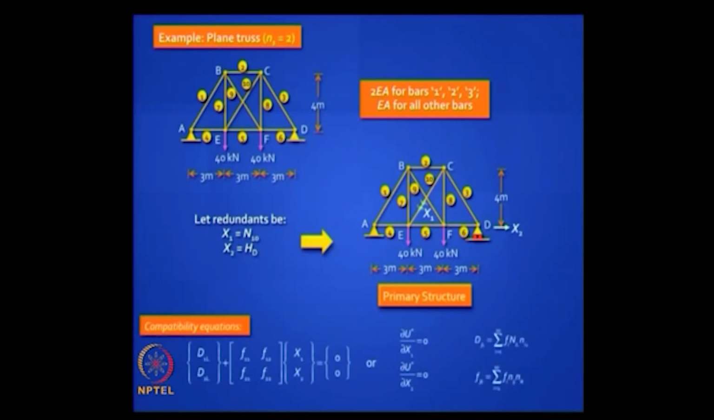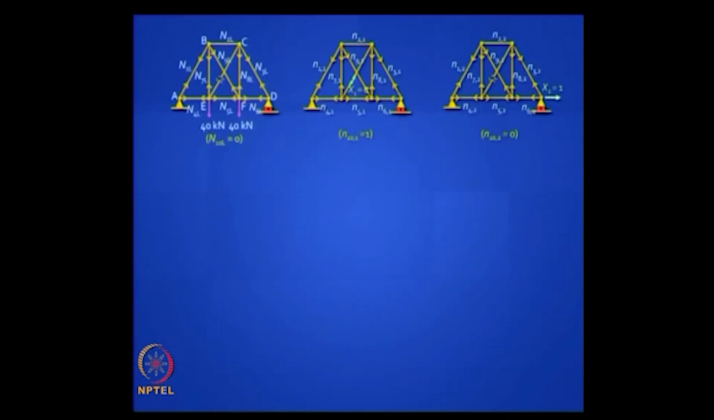And how do you calculate the displacements? You can use a unit load method, I hope you are familiar with this. Apply x1 equal to 1, get those forces, apply x2 equal to 1, get those forces, and so on. So if you do that, I have got 3 diagrams here. The first diagram is the structure in which I apply only the external loads, the primary structure. The second one, I apply x1 equal to 1 and I solve it by method of joints or method of sections. In the third one, I apply x2 equal to 1, right.